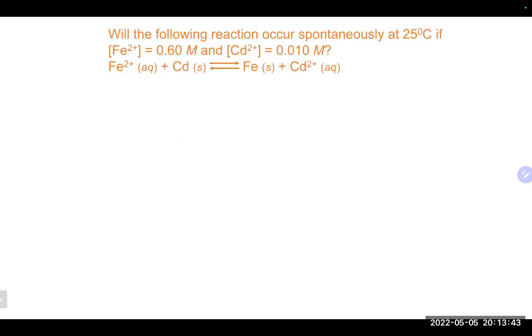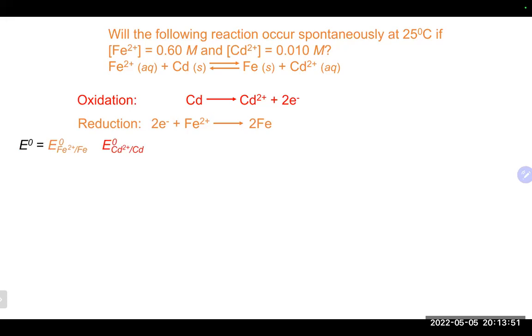So let us finish out the week here by trying one. Let's calculate: will this reaction occur if the concentration of iron is 0.6 and the concentration of cadmium is 0.1?